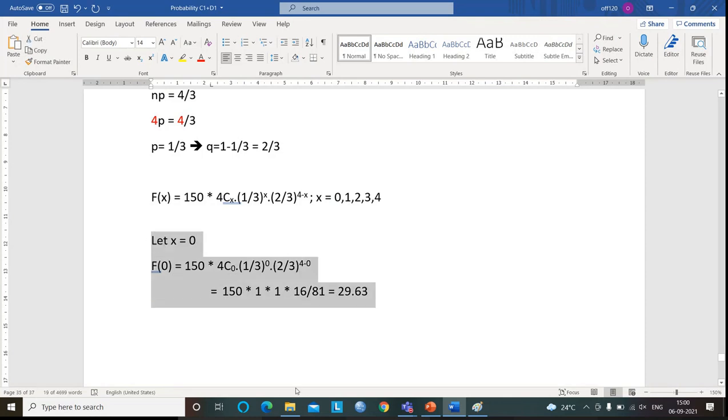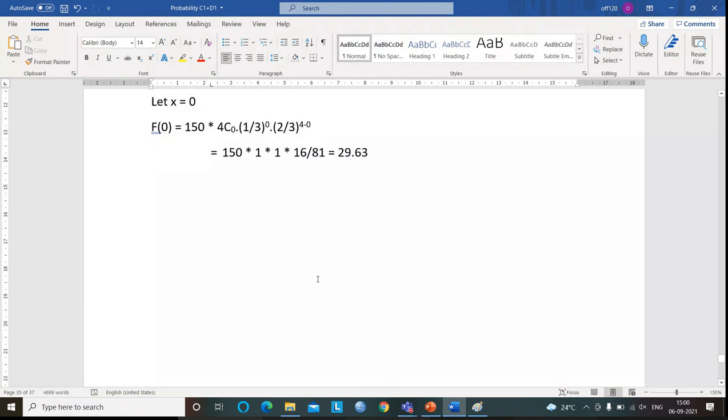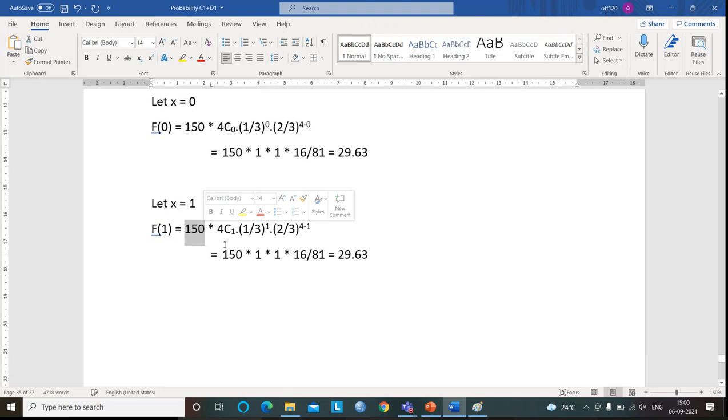Next, the same expression. Let me copy this so that it will be very easy for us to do the calculation first. Now I am taking x is equal to 1. So simply replacing wherever we have 0, we are going to replace the value with 1. So here 1 by 3 to the power of 1, 2 by 3 to the power of 4 minus 1. Then what happens? 150 remains as usual. 4C1 is nothing but 4. 1 by 3 to the power of 1 means it is 1 by 3. Next, 2 by 3 to the power of 4 minus 1 means 3. So 2 cube means how much? It is 8, and 3 cube is nothing but 27.